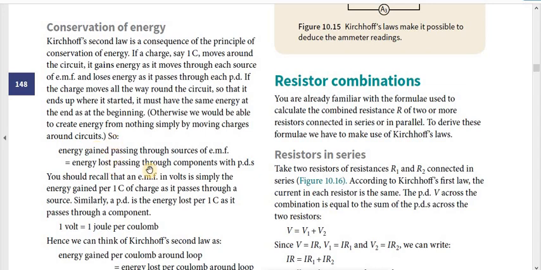So we have energy gained passing through sources of EMF is equal to energy lost passing through components with potential difference. Earlier, when we learned about Kirchhoff's second law, we learned that the sum of EMFs is equal to the sum of potential differences around a loop. And also we can write this because when it is EMF, those power supplies are giving energy to the electrons. So energy gained passing through sources of EMF is equal to energy lost passing through components with potential differences.